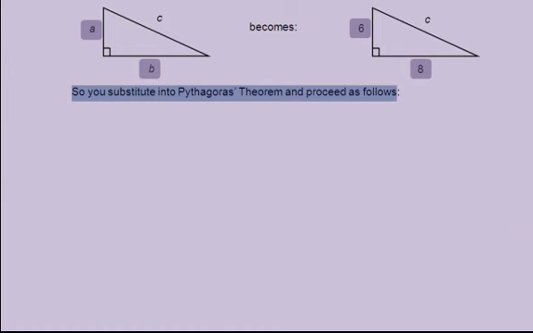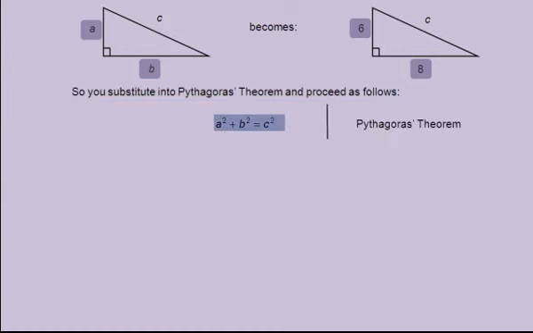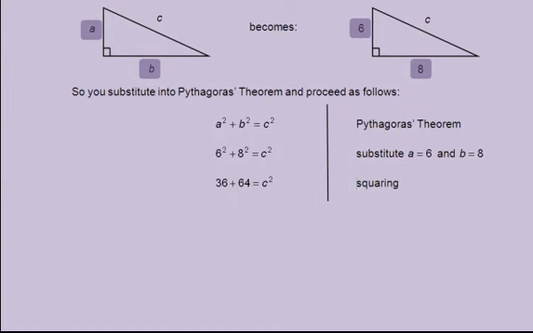Firstly, state Pythagoras' theorem. a squared plus b squared equals c squared. Next, substitute a equals 6 and b equals 8. So we have 6 squared plus 8 squared equals c squared. Next we perform the squaring. 6 squared is 36 and 8 squared is 64. Add the two numbers together. 36 plus 64 is 100, which is equal to c squared.